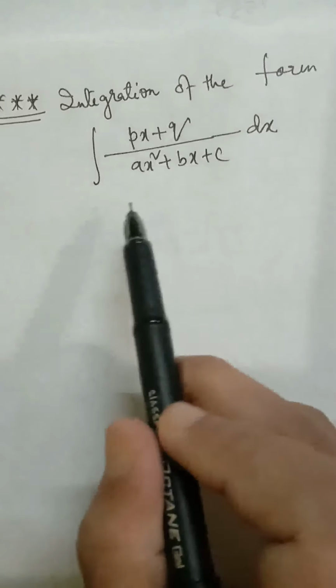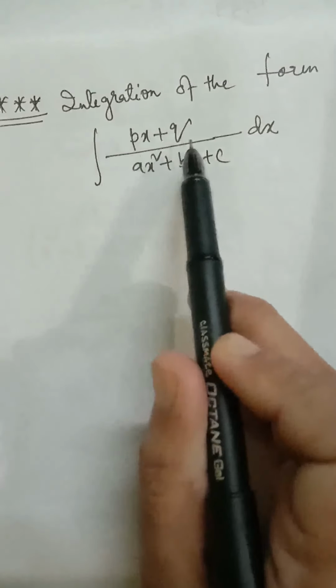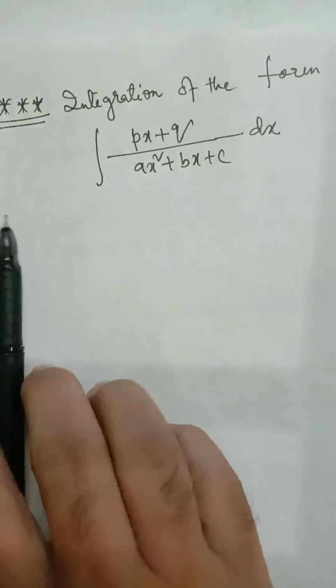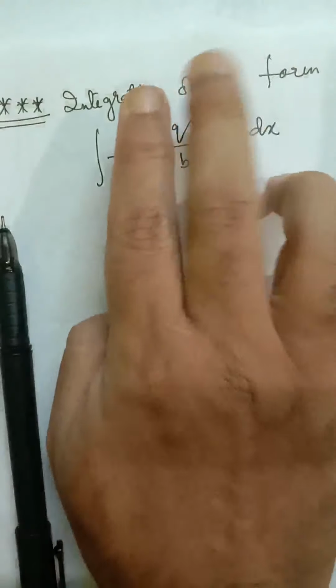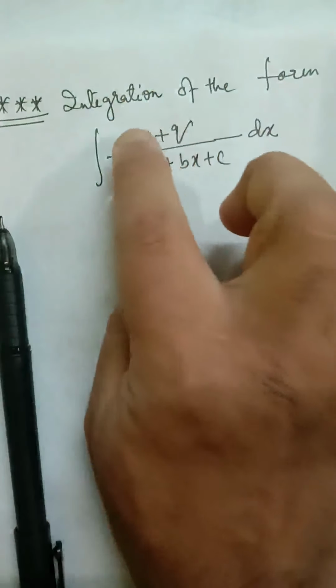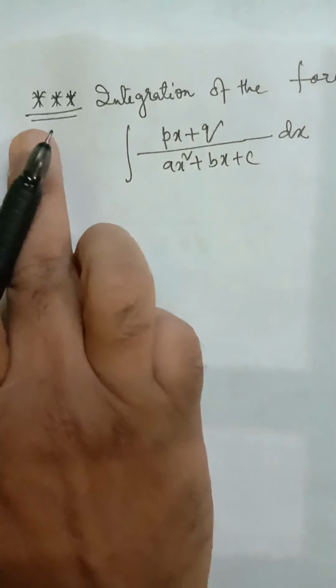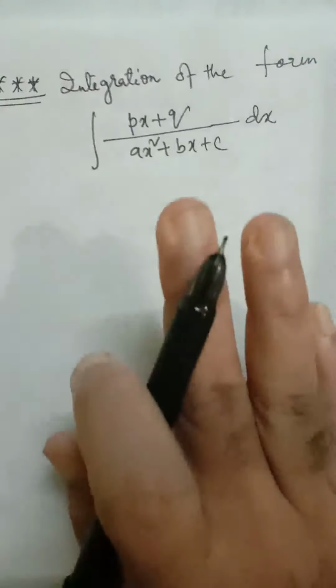And now I will discuss integration of the form (px + q) divided by (ax² + bx + c). That means integration of the form where the numerator is a linear expression and the denominator is a quadratic expression, and this is very, very important. Okay, so let us take a question.